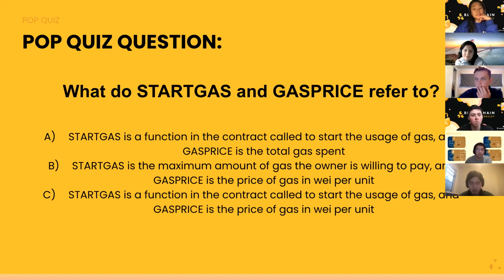Well, B is correct. The start gas is the maximum amount of gas the owner is willing to pay, and the gas price is the price of gas in Wei per unit. Wei is just a unit, right? It's equivalent to ETH in the way that a penny is equivalent to the dollar. It's basically the smallest denomination of the currency. Okay, thank you to everyone who participated.